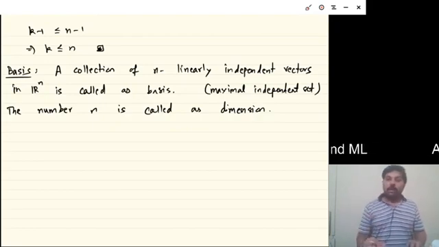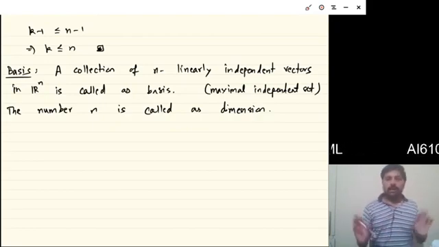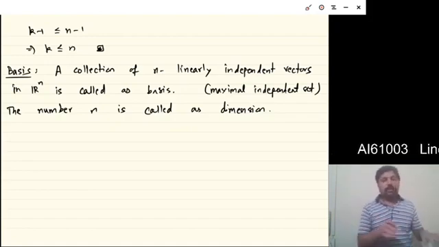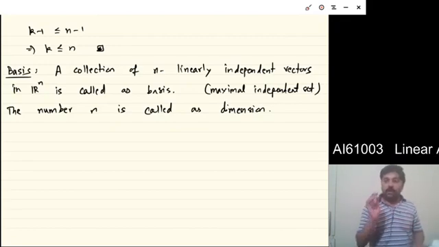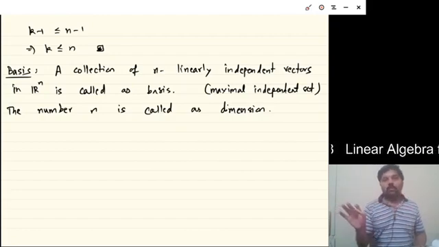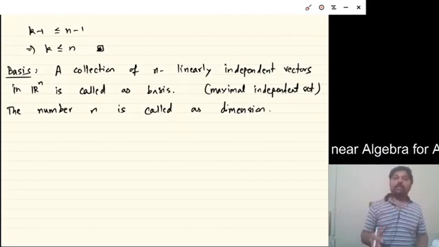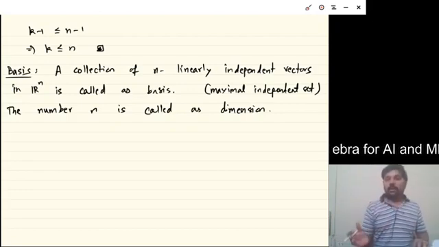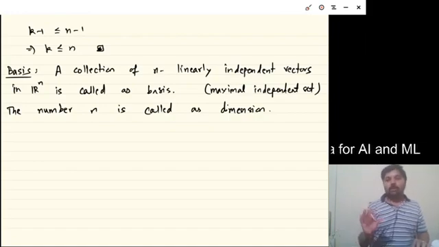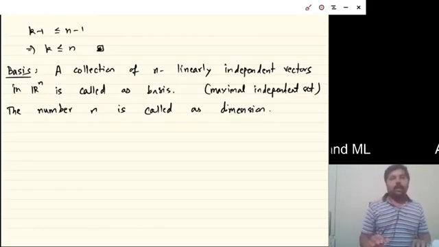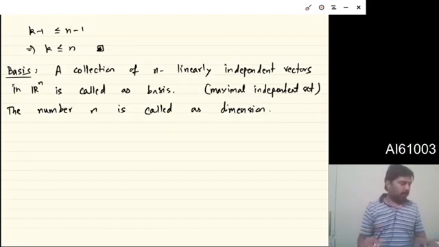Please remember that there can be more than one basis. In fact, there are infinitely many bases in R^n. There are infinitely many collections of independent vectors, but what is unique amongst all of them? The number that is unique, the number that is invariant, is the dimension. You can have different independent vectors collected together to form a basis, but what will not change is how many of them are there in that set. That's n, right? So that is why this number n is invariant. It's important, and it's called the dimension.